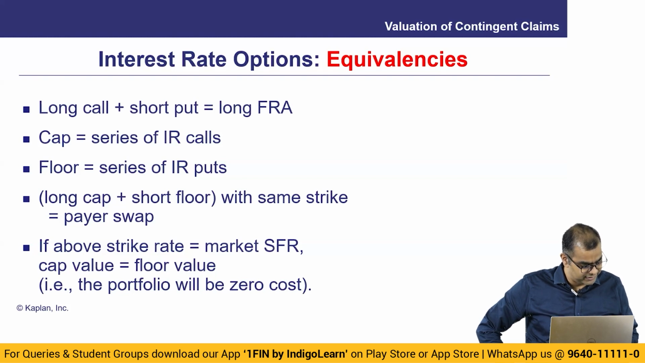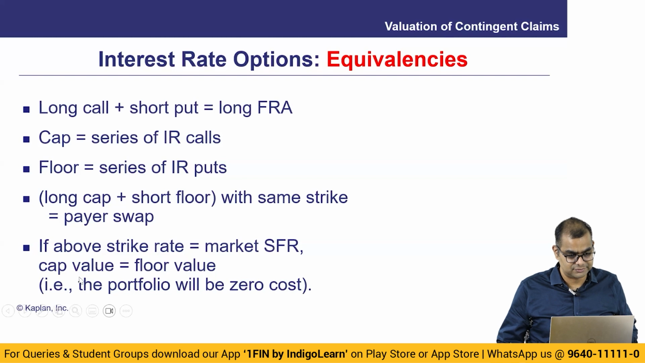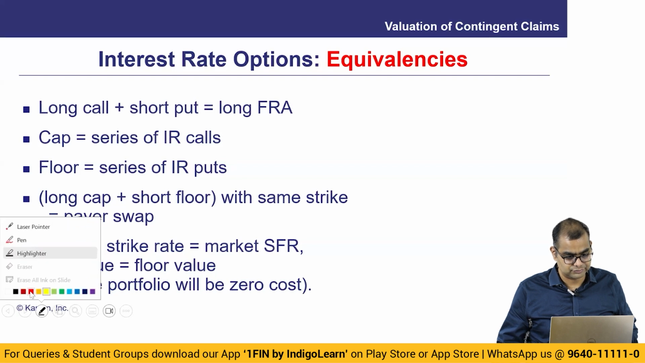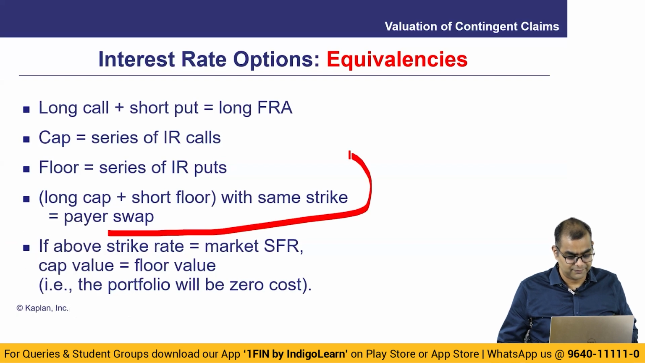Then point number 5, the exercise rate on a cap and a floor is the same. A long cap and a short floor can be used to replicate a payer swap. Just now we discussed this. Then number 6. Similarly, a short cap and a long floor is a receiver swap. The opposite, exactly. Whatever is the opposite of a payer swap is a receiver swap.